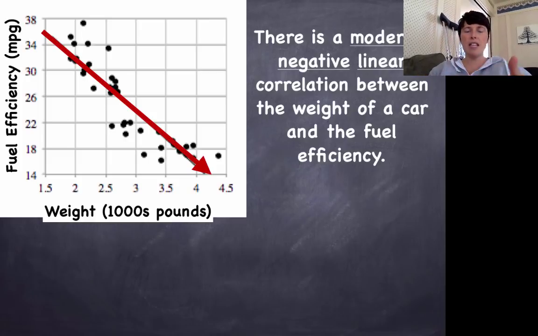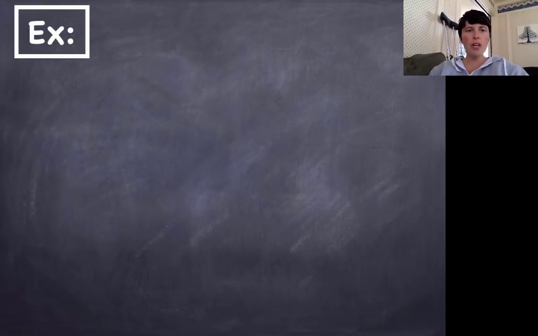Notice how I'm writing my sentence. I'm going to write my correlation sentence kind of the same way every time. I'm going to use my three descriptive words, and I'm going to say between the x and the y variable, whatever it is on the graph. So in this case, between the weight of the car and fuel efficiency. Okay, let's try another one.